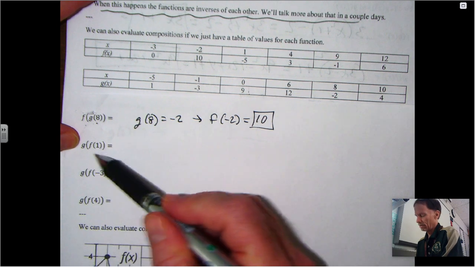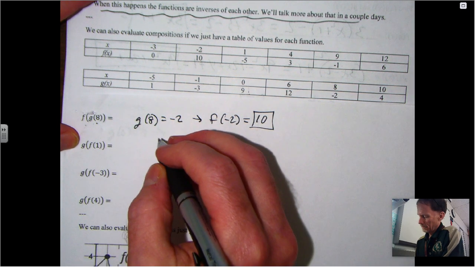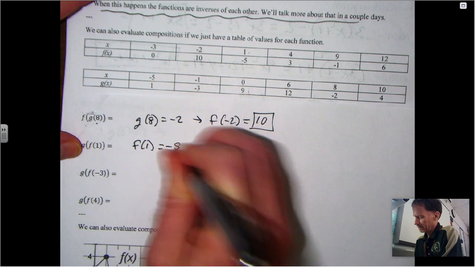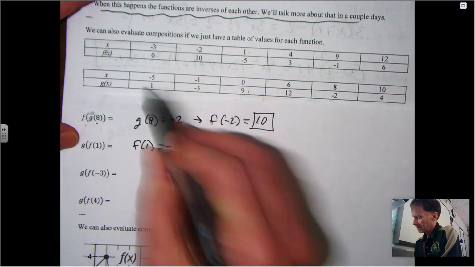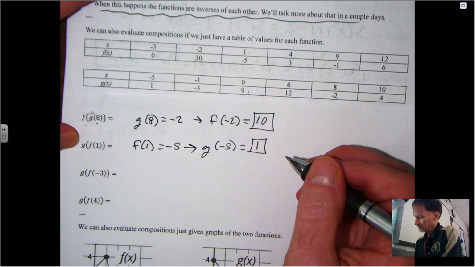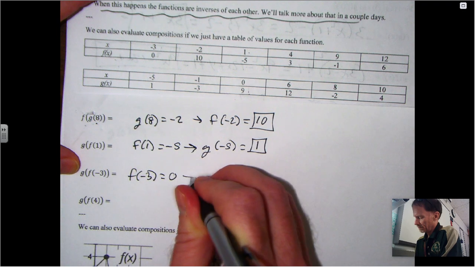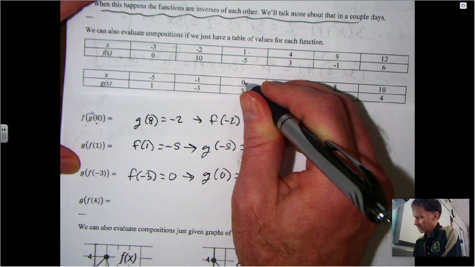So you want to pause the video real fast and see if you can figure these out on your own. Then we'll go through the answers. So again, inside, f of 1 is negative 5. And then g at negative 5 will be 1. Next one, g at f of negative 3. f at negative 3 is 0. And then g at 0 is 9.